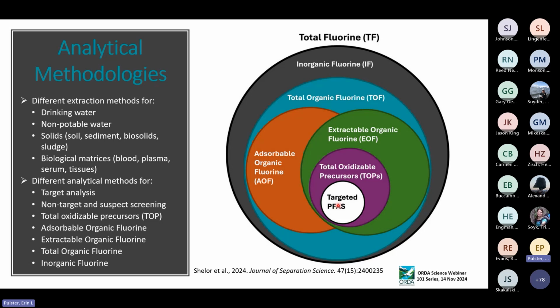USGS has methods for the targeted, the non-targeted, and I believe the EOF. The non-targeted is basically like suspect screening, where we're looking for these fluorinated compounds but don't have standards to accurately quantify them. So determining which of these methods you want, you have to go back to what your actual question is, and will you know what to do with all this data once you get it?